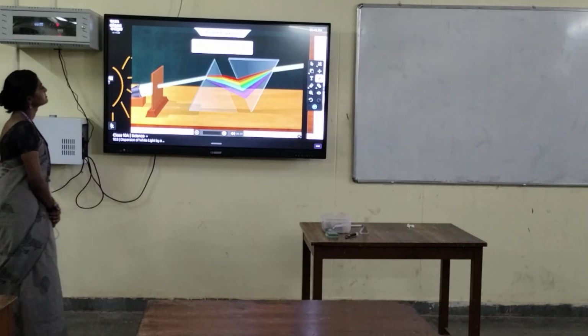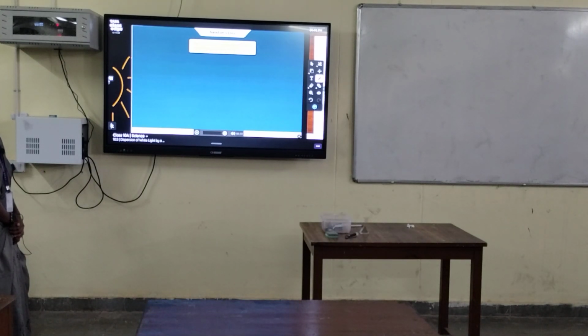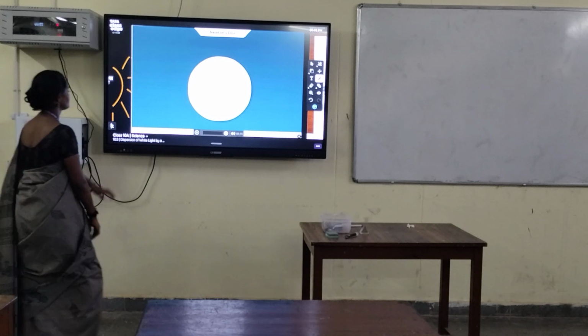What if you mix these 7 colors together? Do you think you would get white light? The colors of the visible light spectrum when combined form white light. Let us prove this by doing a simple activity. Take a paper disc and draw 7 sectors on it.